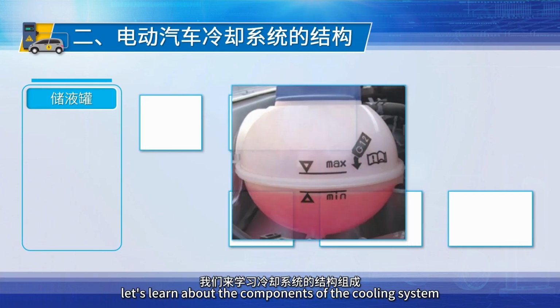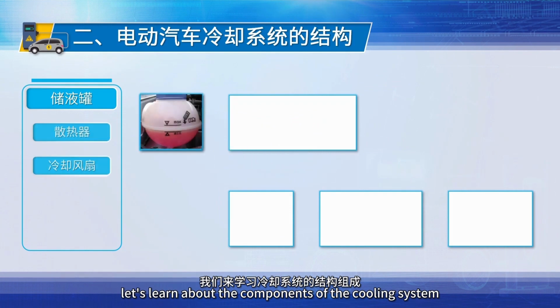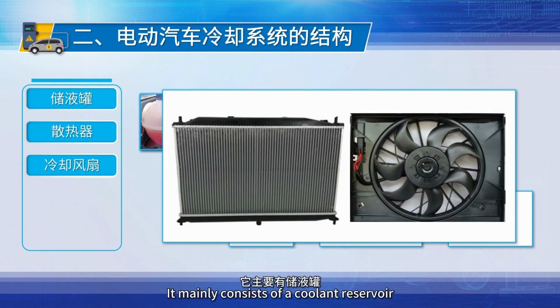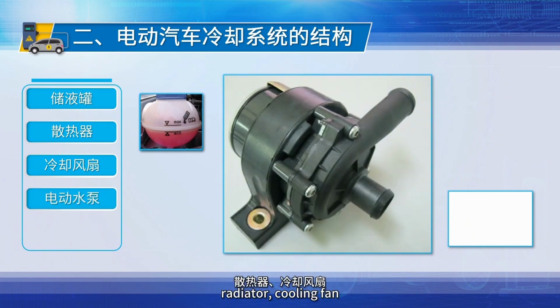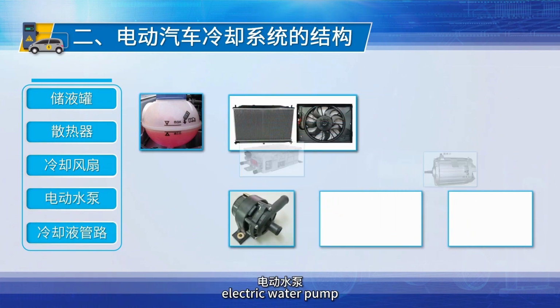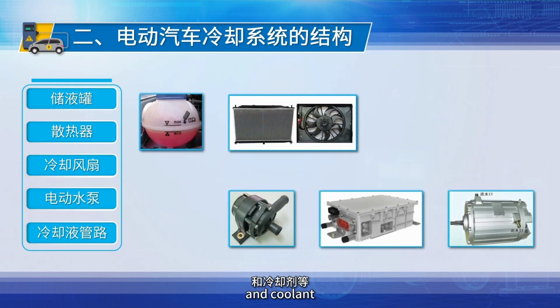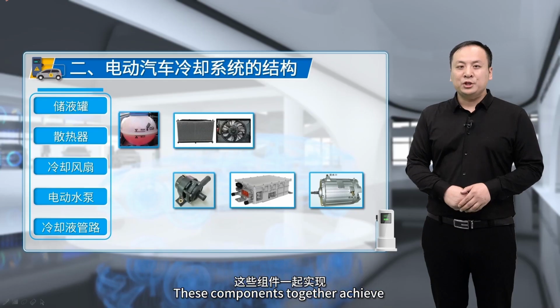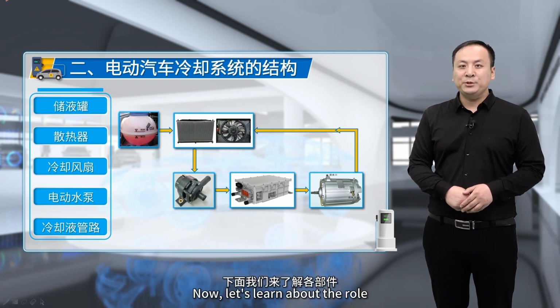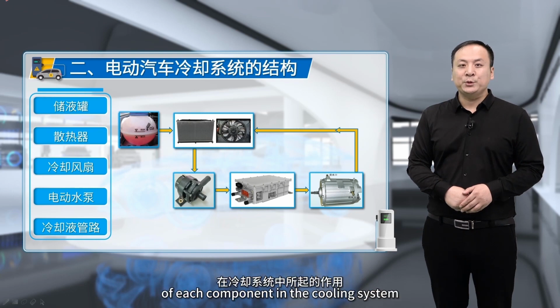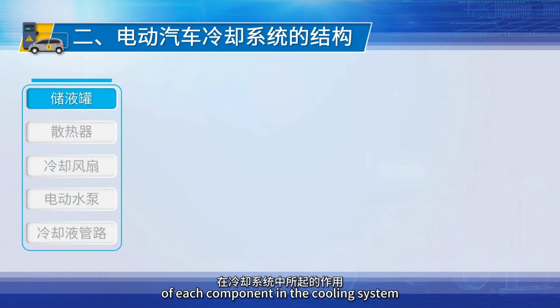Next, let's learn about the components of the cooling system. It mainly consists of a coolant reservoir, radiator, cooling fan, electric water pump, coolant pipes, and coolant. These components together achieve heat dissipation for the motor and MCU. Now let's learn about the role of each component in the cooling system.